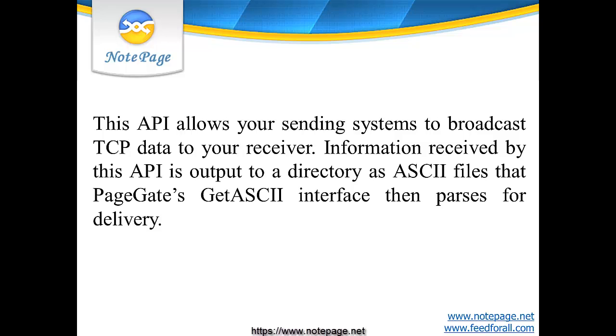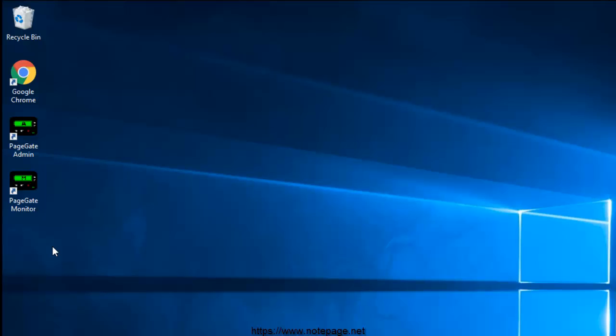Welcome to the overview of PageGate's TCP server module. This API allows your sending systems to broadcast TCP data to your receiver. Information received by this API is output to a directory as Ascii files that PageGate's getAscii interface then parses for delivery. Before we begin, the steps we're going through in this tutorial can be referenced in PageGate's written documentation.